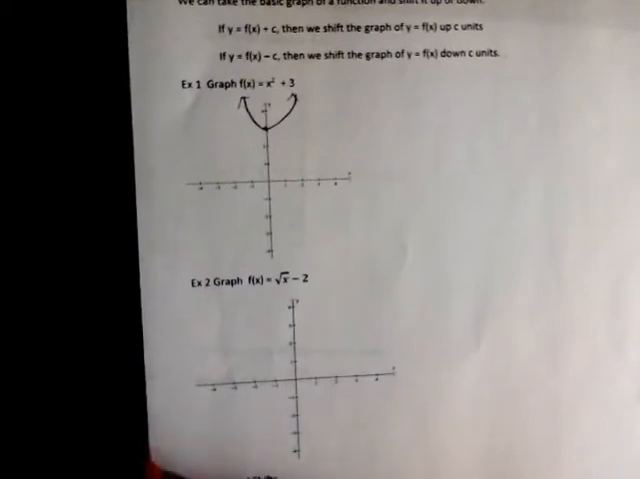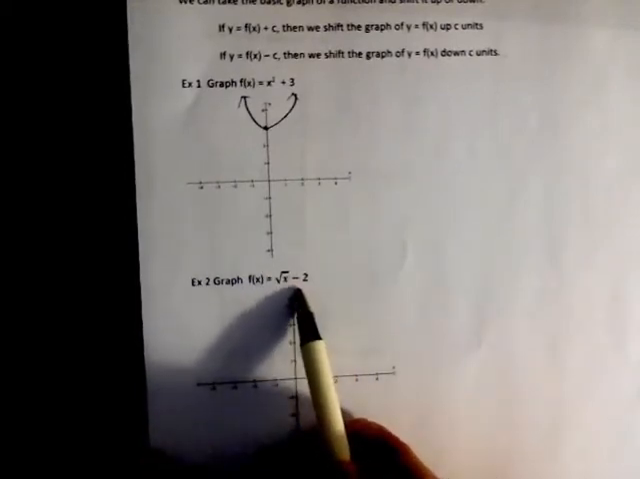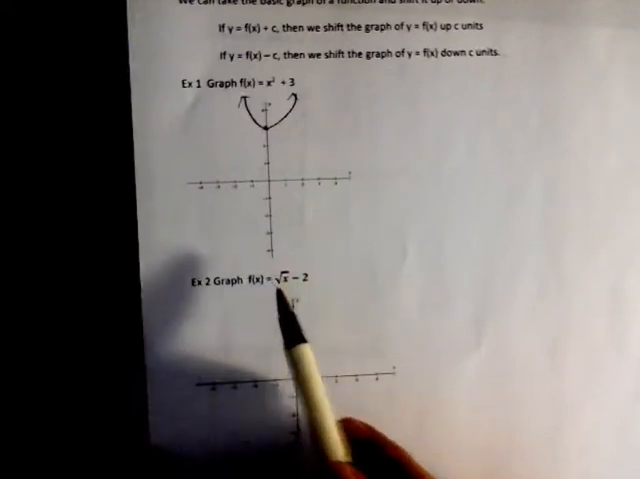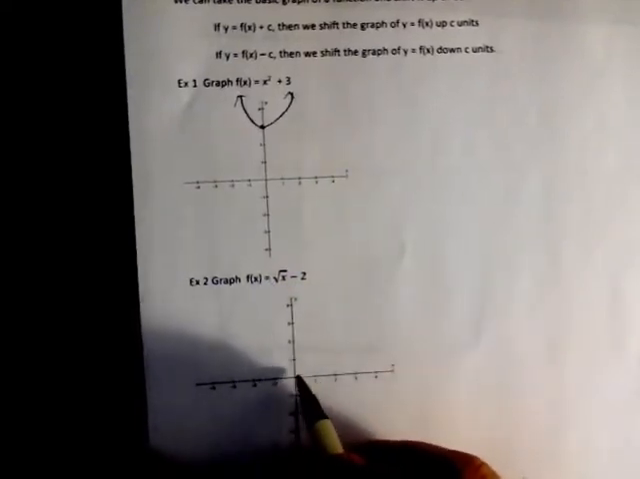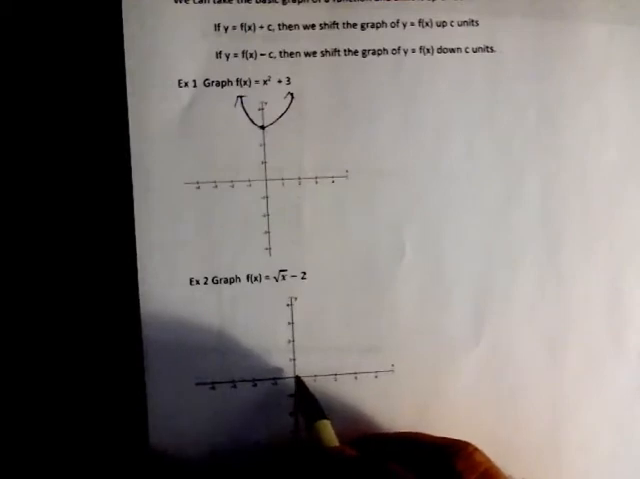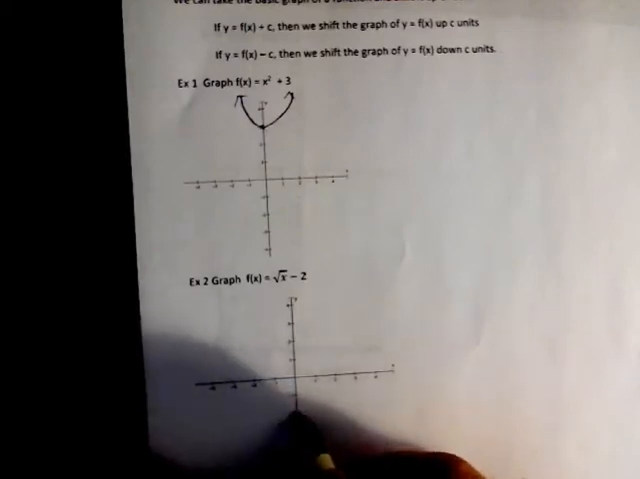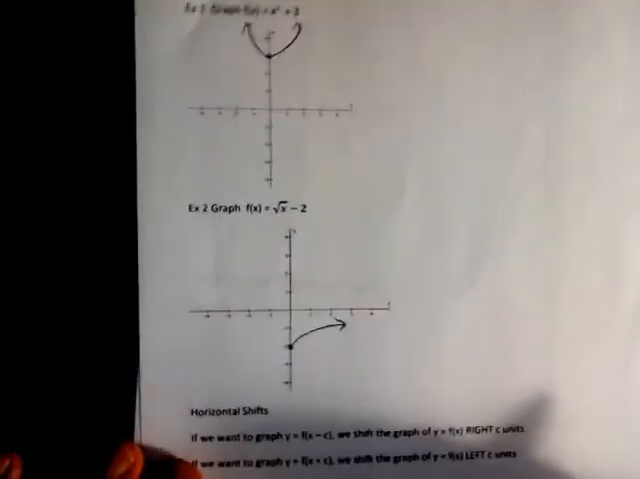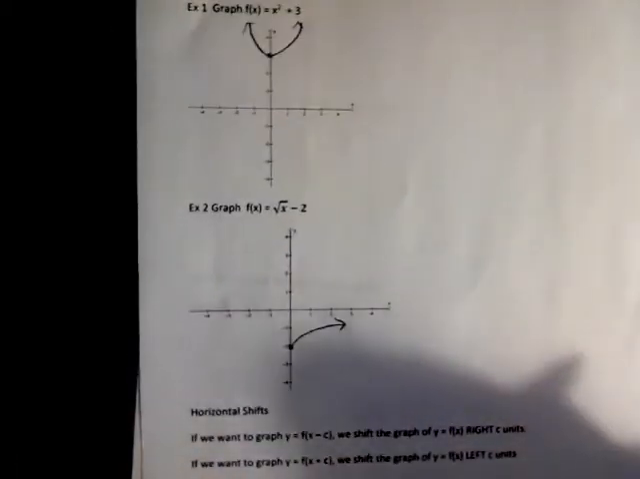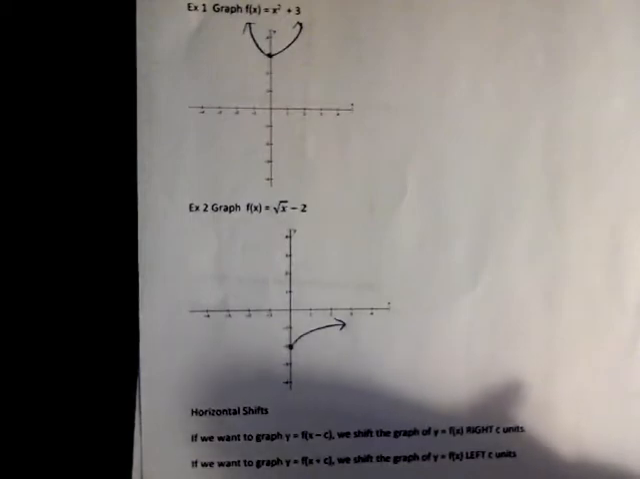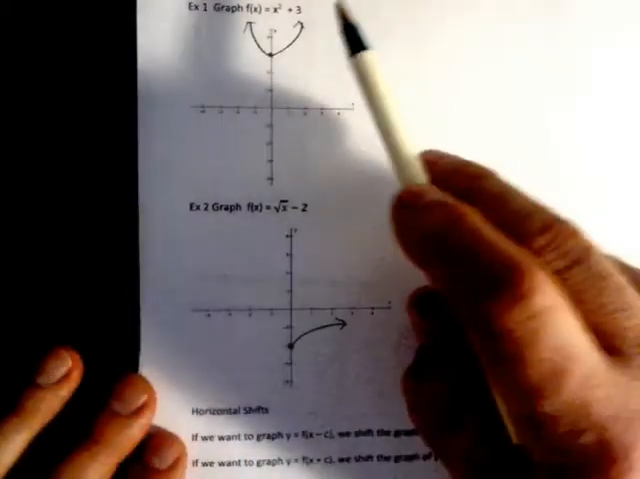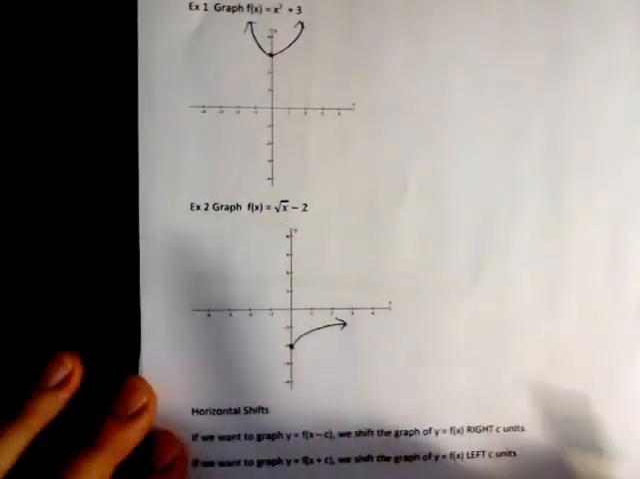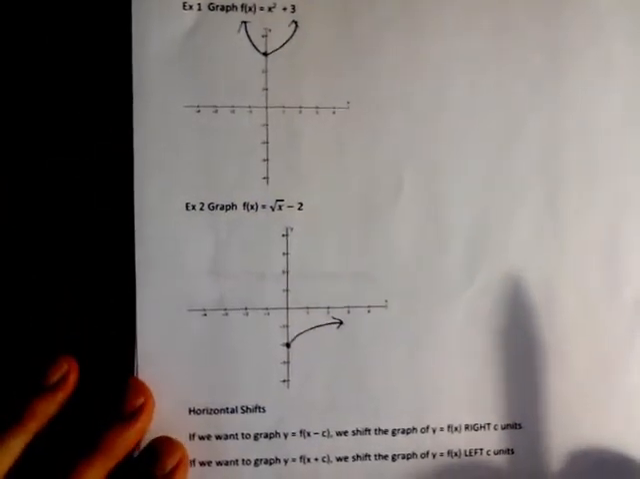The other type of vertical shift would be when we're subtracting. Again, we are subtracting 2 after we take the square root. So that means we would shift the square root of x down 2 units. That's where it starts, and we just sketch the square root graph. So keep in mind, with vertical shifts we are adding or subtracting after the main function itself.